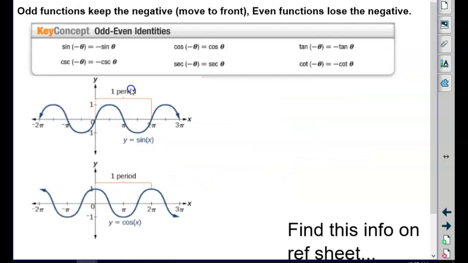So you have this chart. We're not taking it away from you. Does everybody see where this is right here on your reference sheet? It's on the right side. It says even odd identities, okay? So if a function is odd, the negative can go from inside to outside. If a function is even, like these are even, the negative can just be thrown away. Any questions about that?